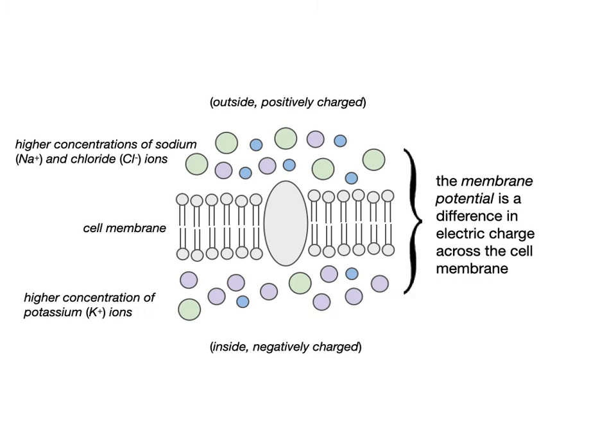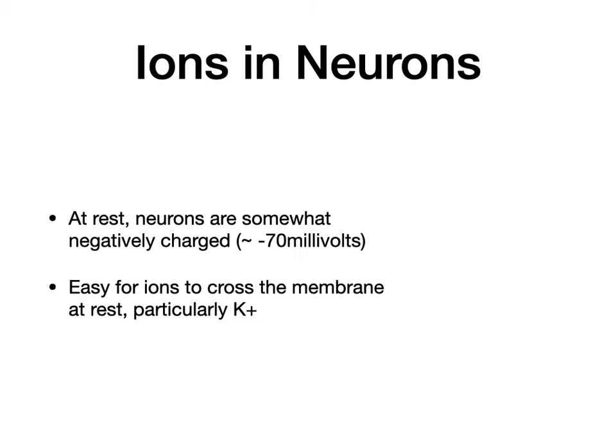So the membrane potential ends up being the difference in the electric charge across the cell membrane, so from the inside to the outside. If they were equal, the cell would be kind of inert. In this case, the cell is kind of primed for something to happen. What? Well, we will continue.